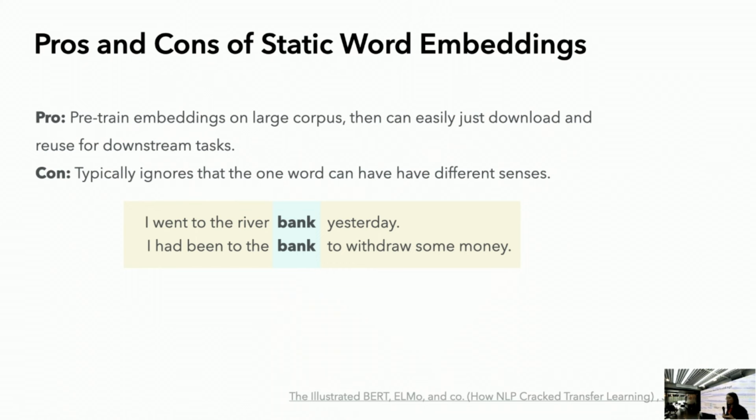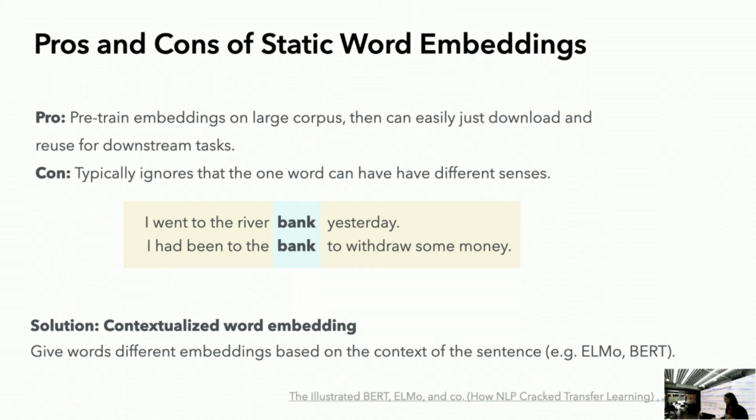If you think about the example, "I went to the river bank yesterday." Bank refers to the place near the river. Versus, "I had been to the bank to withdraw some money." Bank means a financial bank. Those two cases are very different. But if you use word embeddings, you are just going to get one specific vector there, which is not enough. So the solution is that we need something more contextualized.